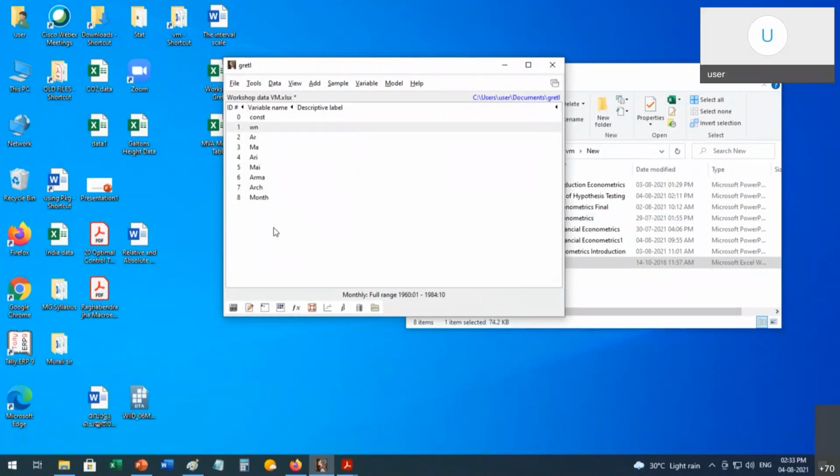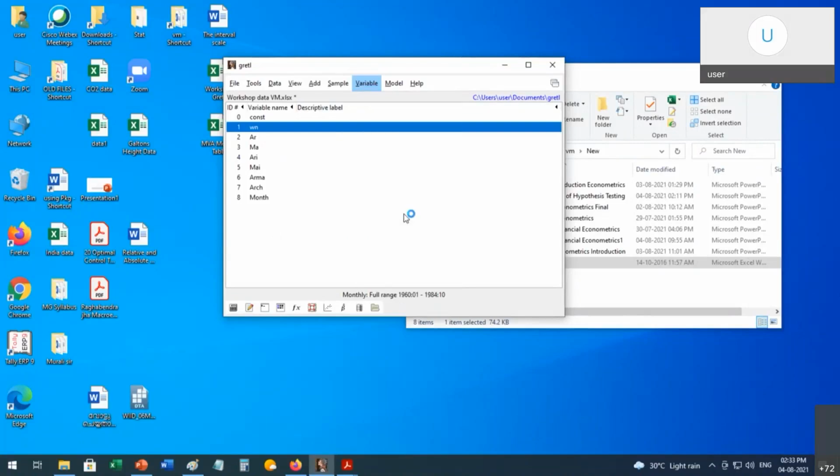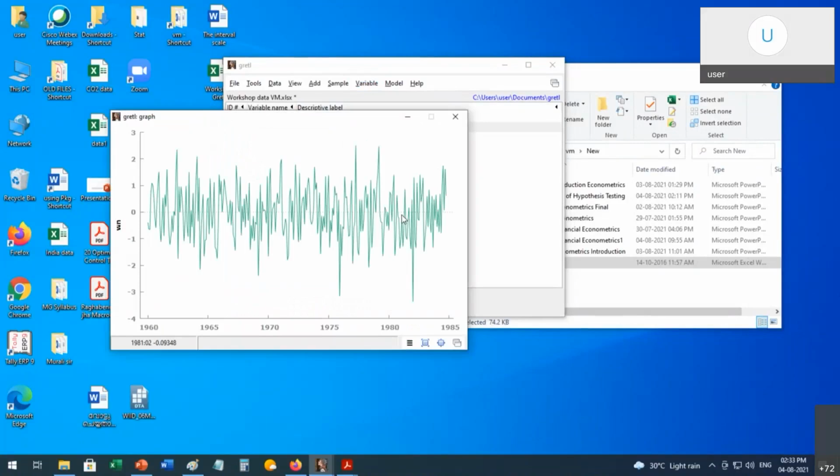And I shall show you the correlogram and also the unit test for some of these variables. So first let us consider WN. Go to the variable, we can have a time series plot. Morning I will show you this one. So this is the time series plot.